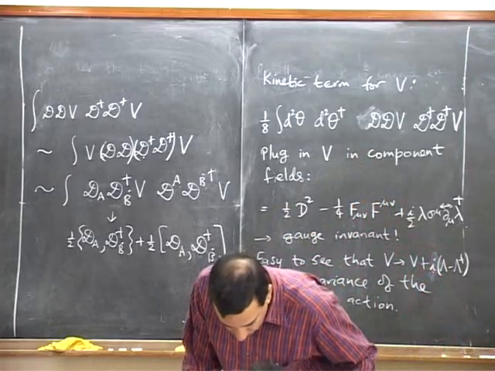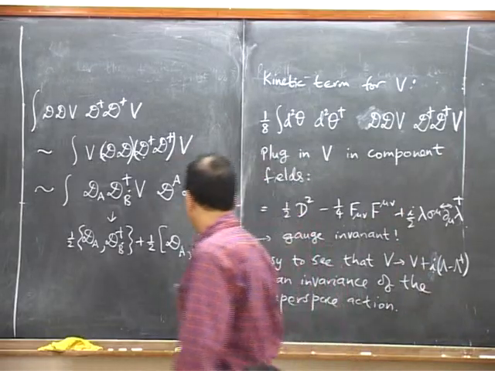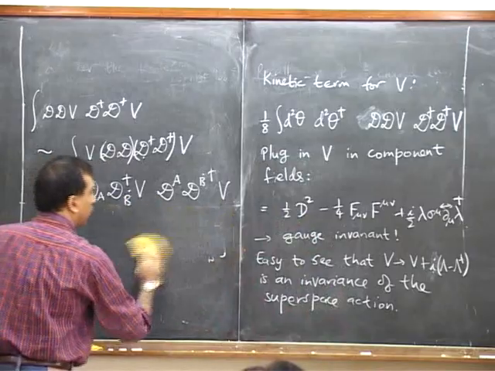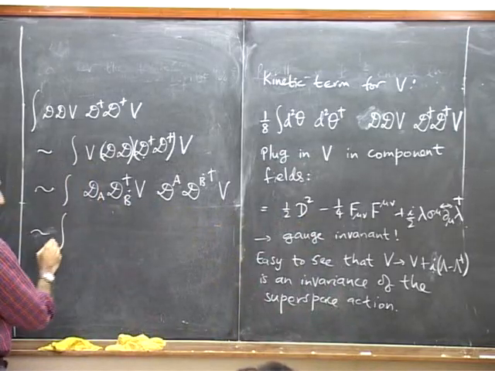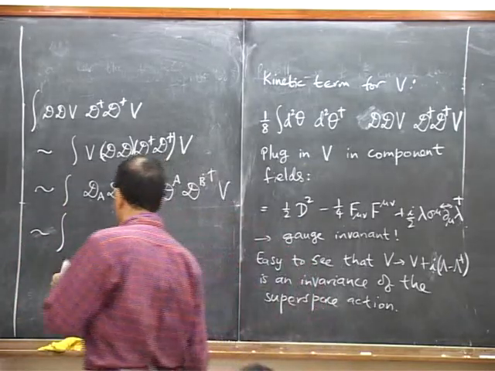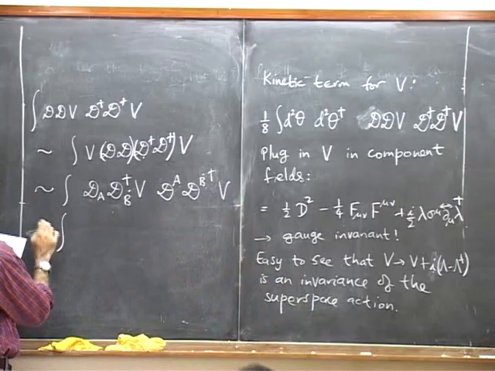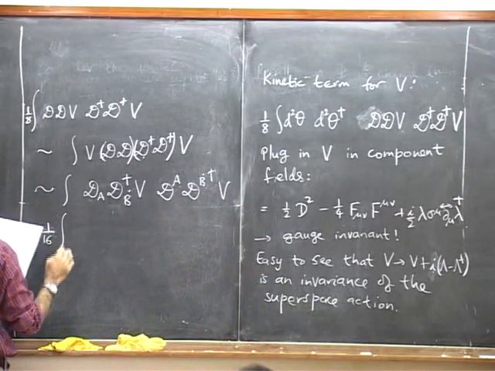Now there's another, so these are among many ways of writing this. There's one more useful way. It's also equal to, this time I'll put back the coefficient correctly. So this is 1/8. This is minus 1/16.